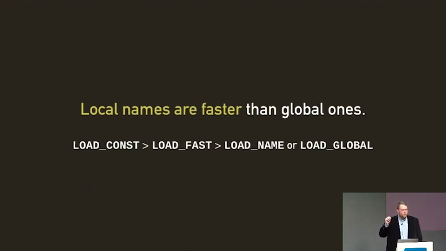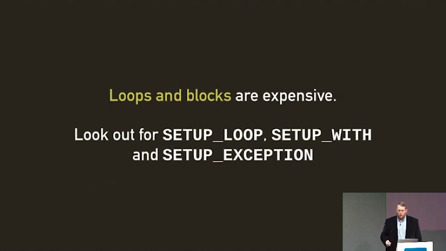Another thing, on the theme of some operations being expensive: loops and blocks are expensive. They're really handy. They're really nice. They make your code really readable. They're also slower than a lot of other things. You'll see these instructions: set up loop, set up with, set up exception. These tell you you're beginning one of these blocks, and they involve more work than just executing a single simple bytecode instruction. They have to set up everything that's going to be happening in that loop or in that try except block or that with block or whatever.